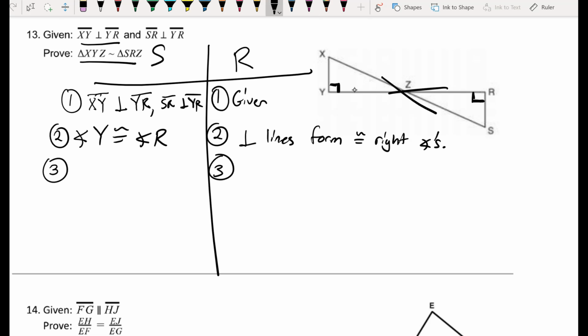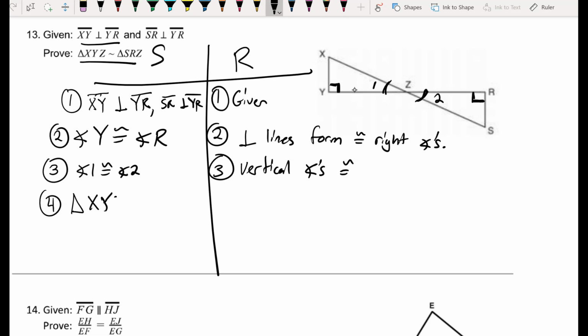And anytime I see two lines intersecting, I always want to look for vertical angles. So angle XZY should be congruent to angle SZR. So I'm going to label that as angle 1 and angle 2. And I'll say angle 1 is congruent to angle 2 simply because vertical angles are congruent. And that's enough to say these two triangles are similar. So I'm just going to say triangle XYZ is similar to triangle SRZ because of angle. So it's always just going to be proving two angles congruent to show that I have similar triangles.